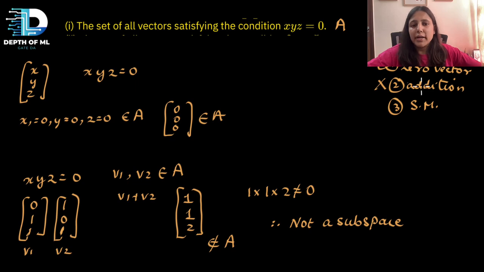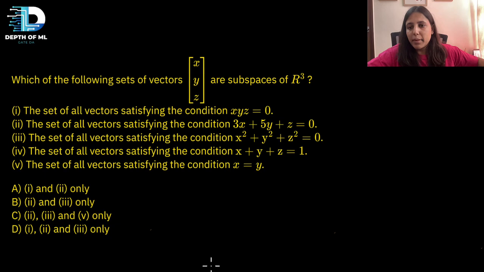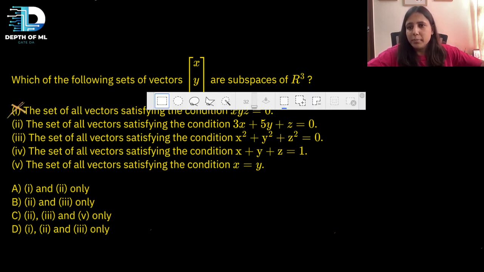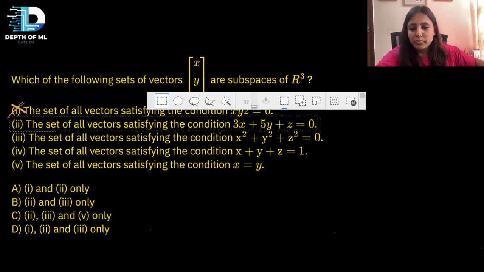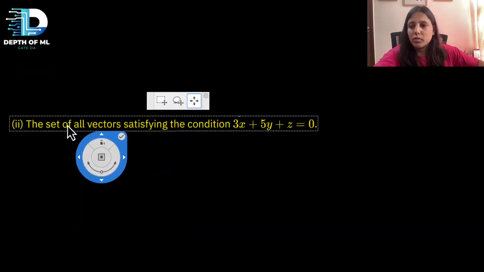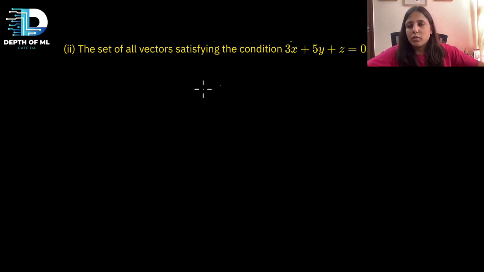So always remember that if you have to prove that something is false, you can take just one counter example and say that okay, this is not a valid subspace. Okay, so let's come back to this. So we know that this is not the correct one. Now let's check the second one. Let me call this B. So 1, 2, 3 conditions: zero vector, addition, scalar multiplication.